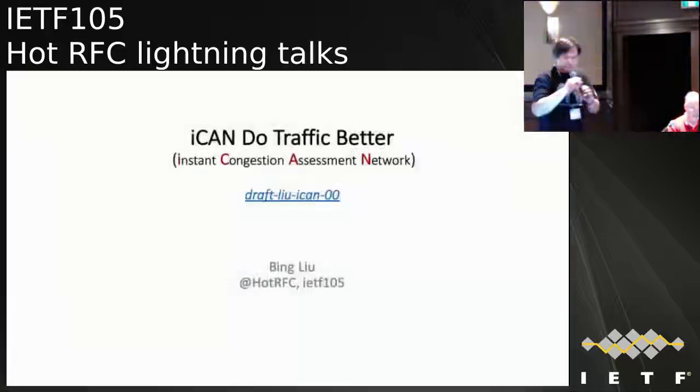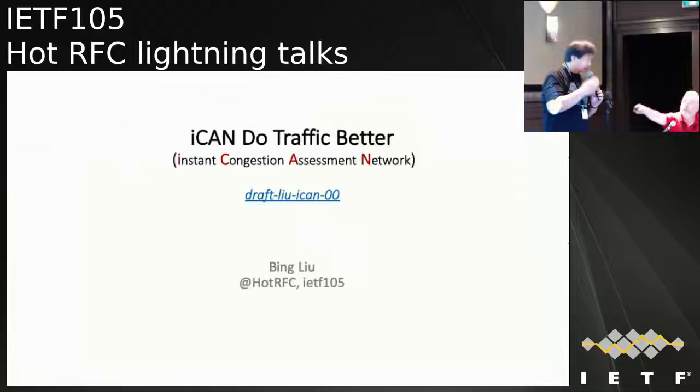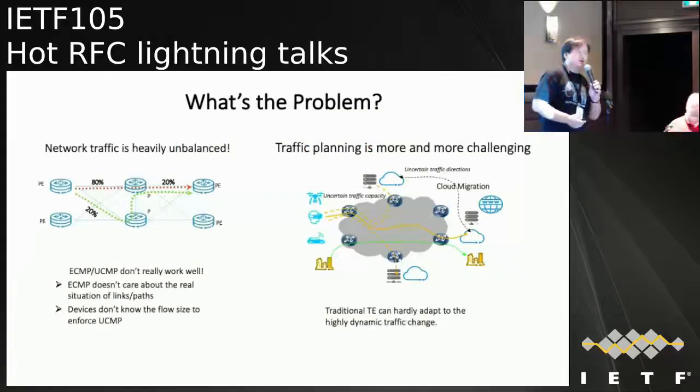Okay, hello everyone. Today I'm introducing a new technology called Instant Congestion Assessment Network. So what's the main target problem? First, the traffic in real networks, especially metro networks, is always heavily unbalanced. Although we have ECMP or UCMP, such kinds of technologies, usually they don't really work very well. And second, the traffic is always changing so fast, and traditional traffic engineering technology cannot adapt to the traffic in real time.